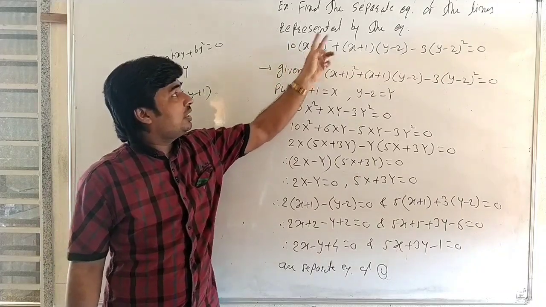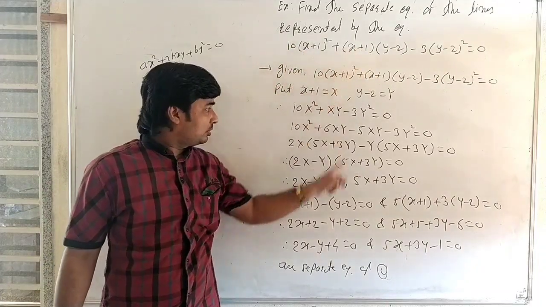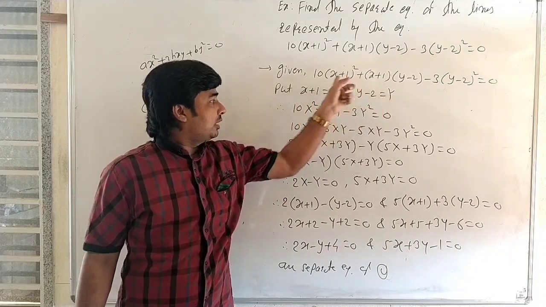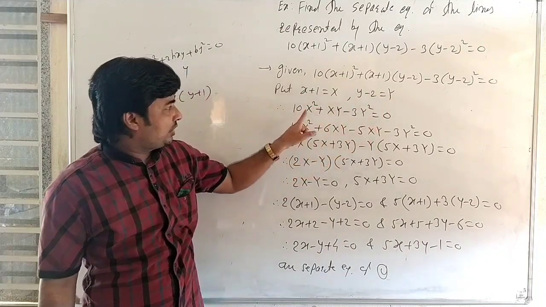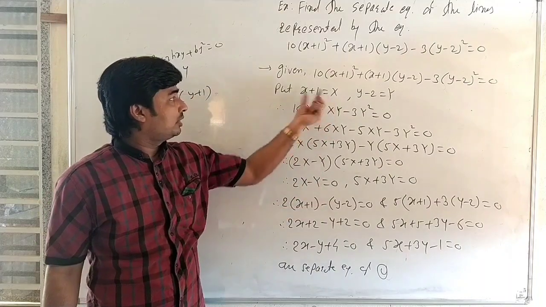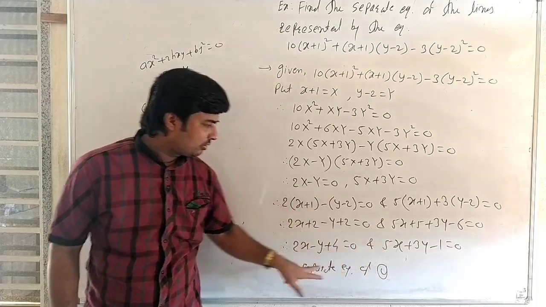Okay, here it is an equation in second degree homogeneous equation form, but not in x and y. It is in x plus 1 and y minus 2. Okay, therefore put x plus 1 is equal to capital X and put y minus 2 is equal to capital Y. Then it is a form of second degree equation in X and Y. Okay, then solve and then put the values of capital X and capital Y. We get the required equations.